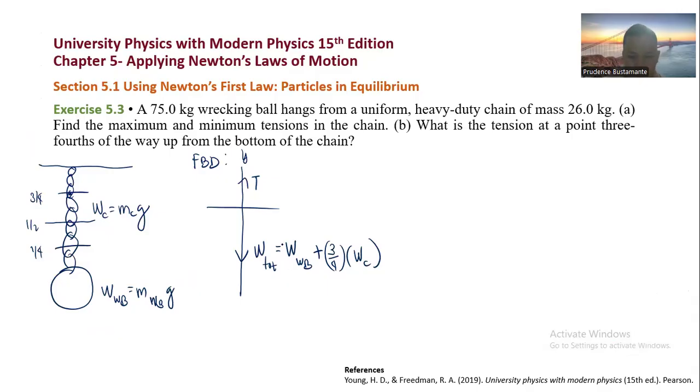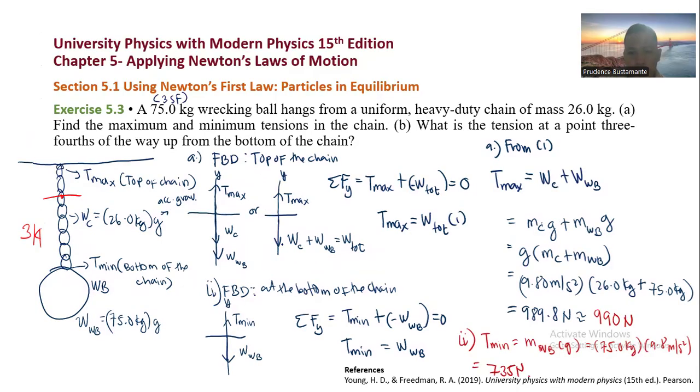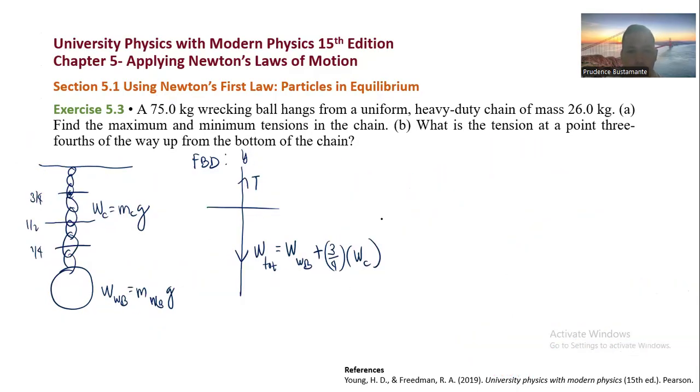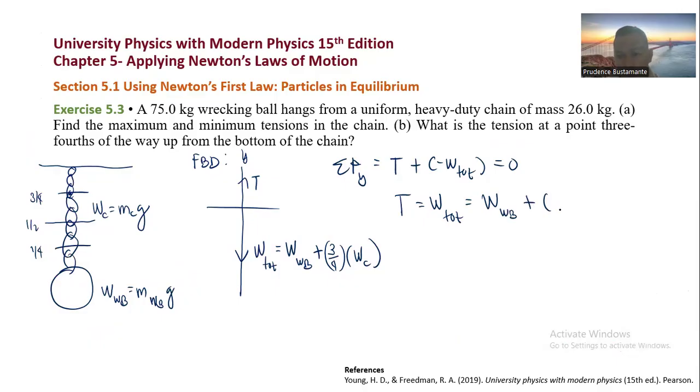The weight of the wrecking ball from part A is 735 Newton. So the summation of all the forces along y: we have the tension plus the negative of the total weight is equal to 0, because of equilibrium. So the tension is equal to the total weight, which is the weight of the wrecking ball plus the 3/4 weight of the chain.